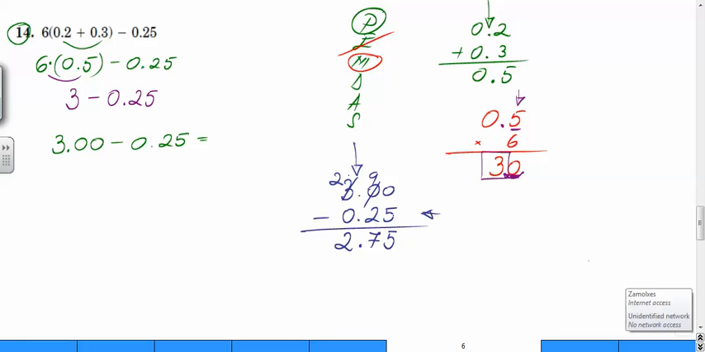One way to check that you got it right is basically to add your result to the number that was subtracted. 5 plus 5 is 10. 1 goes over, right? 1 carries over. 2 plus 7 is 9, plus 1, 10. 2 plus 1, 3. We got it right. The answer would be 2.75. And we're done with this problem.